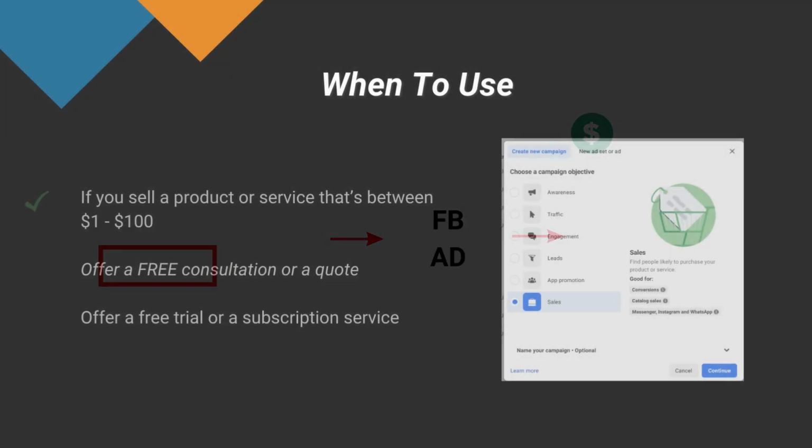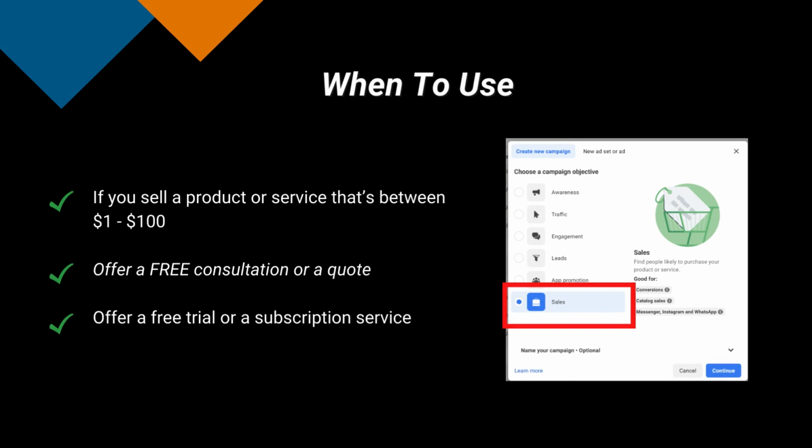So the question is, when should you use this? Well, if you sell a product or service that's between $1 to $100, then I would definitely say at least try the direct to offer first, because with this low ticket price, people will usually buy from instant impulsive decisions. And you don't need to overcomplicate this process by adding too many steps, as it could be more expensive than it's worth.